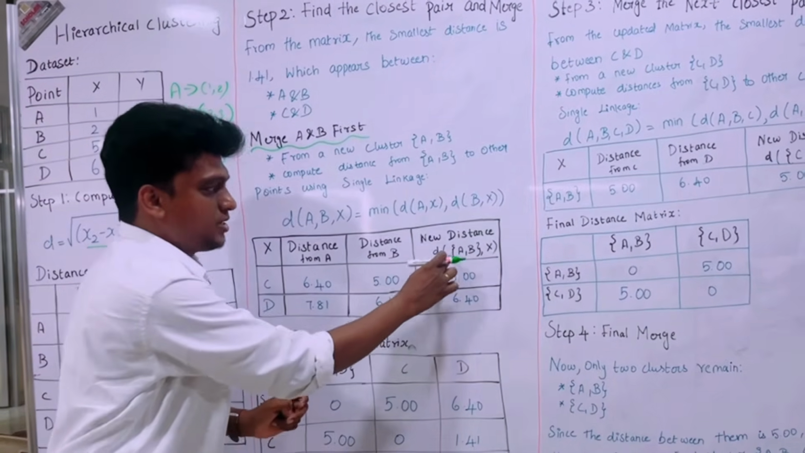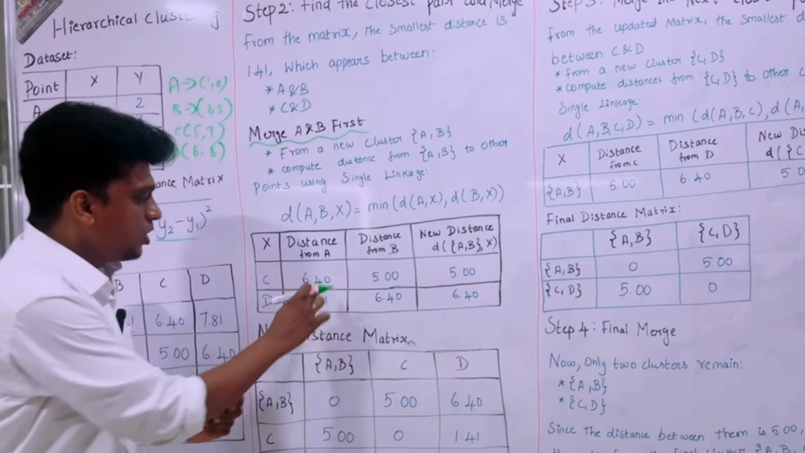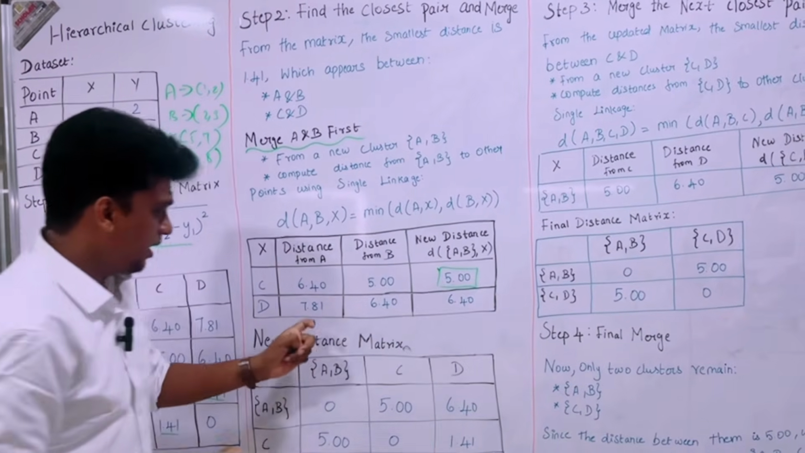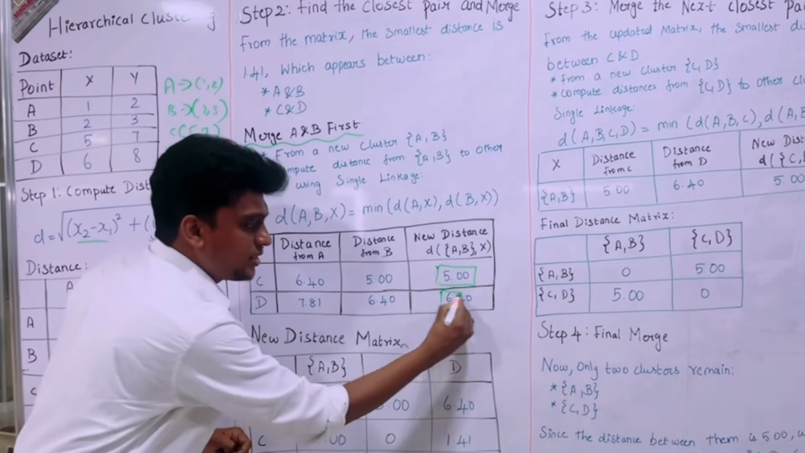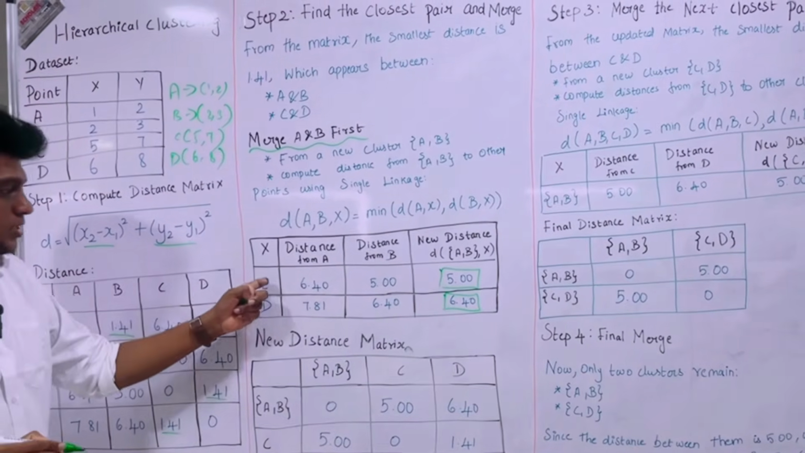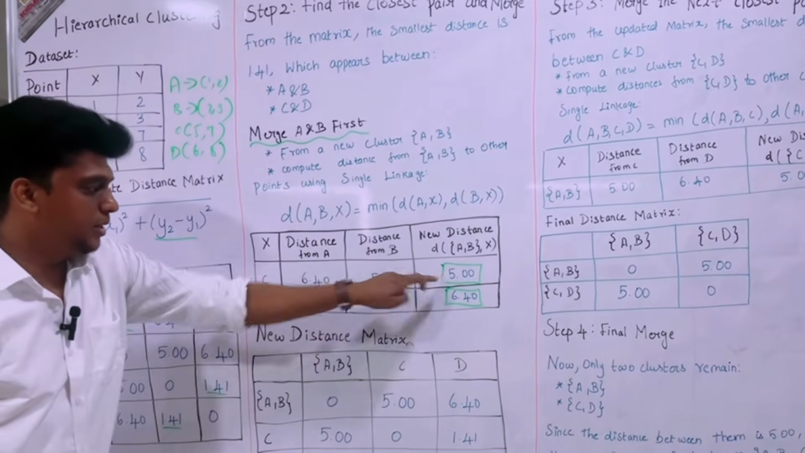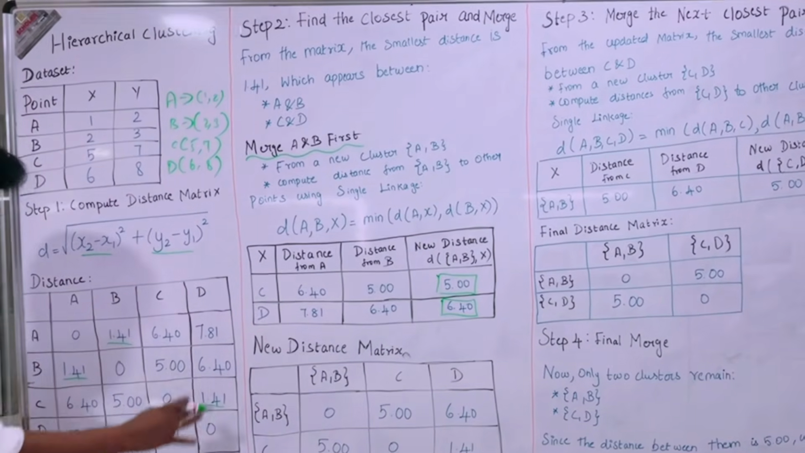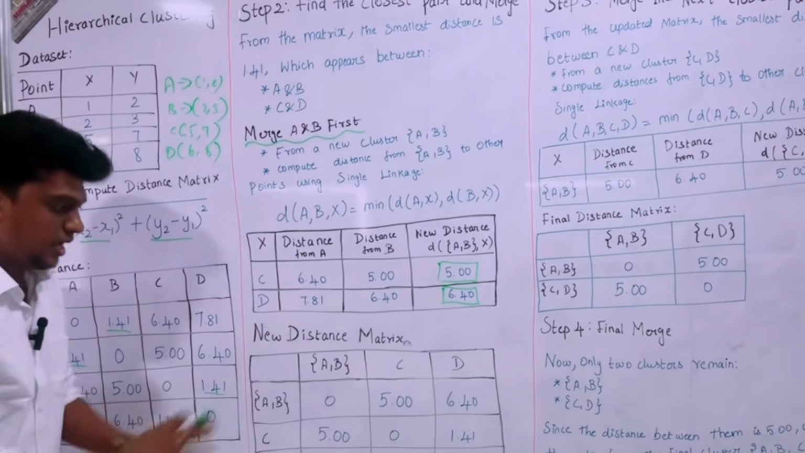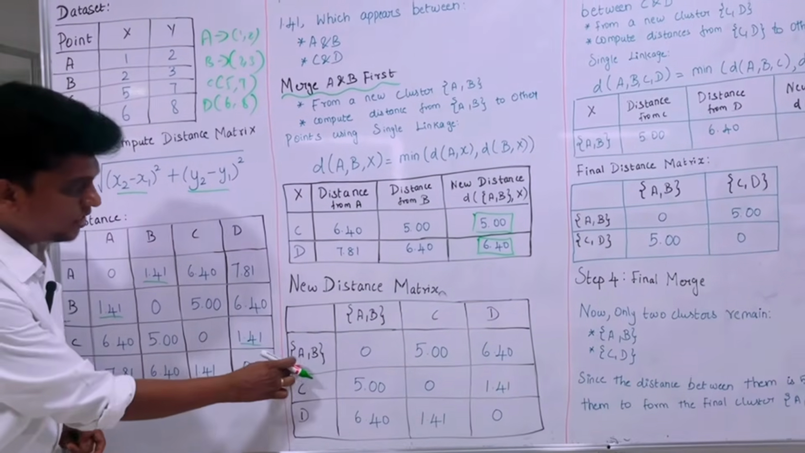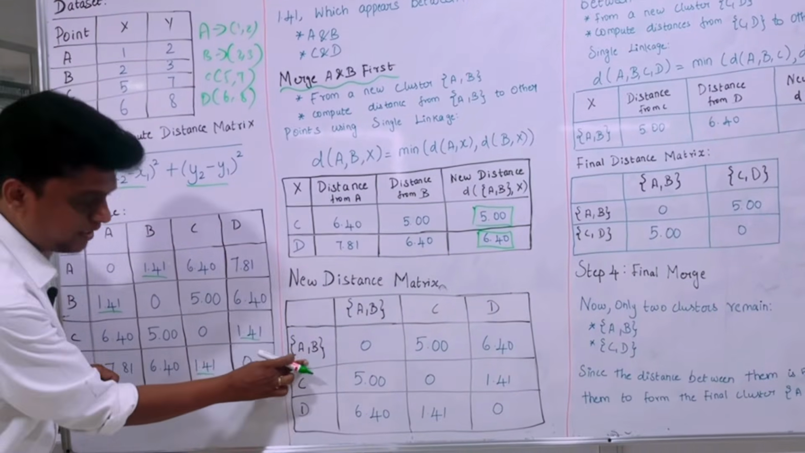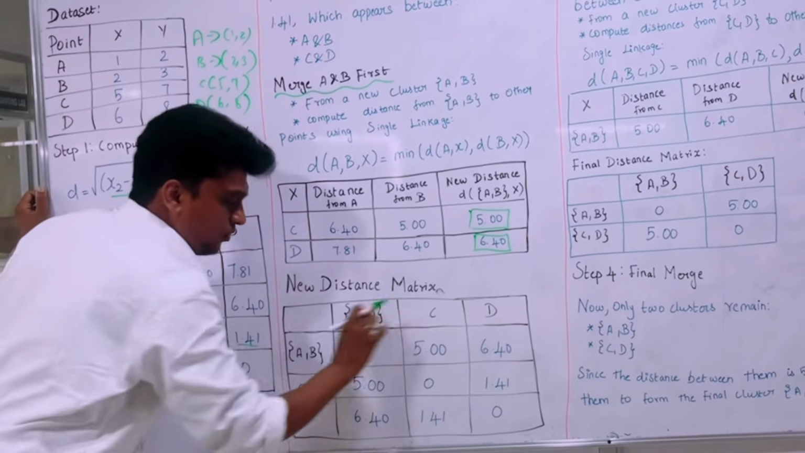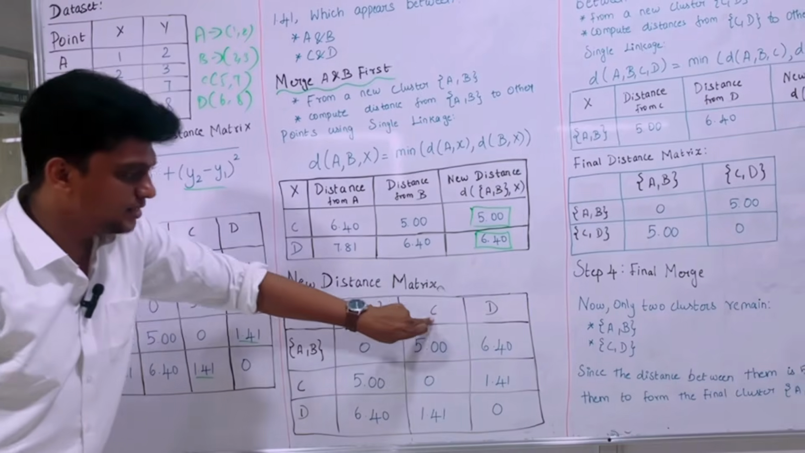Now the new distance of A, B to X. When we compare these 2 values, this one has the minimum distance, and when we compare these 2 distances, this one has the minimum distance. So from C to AB, this is the minimum distance, and from D to AB, this is the minimum distance. So we should reconstruct this distance matrix. Now we merge A and B into a single term A, B, then C and D. Likewise in the rows also we put A, B, then C and D.